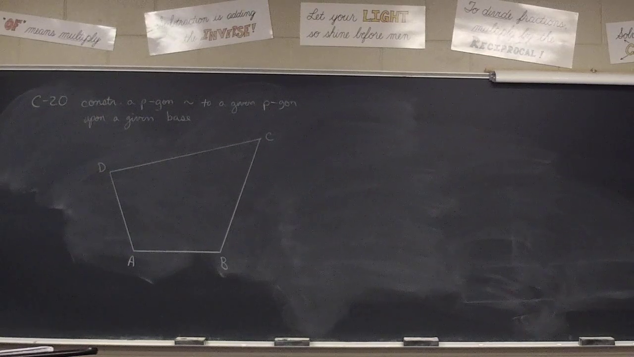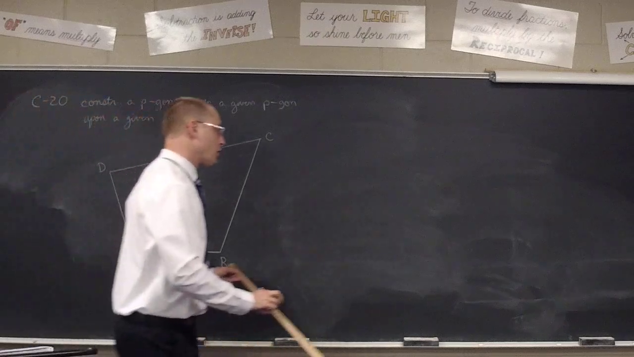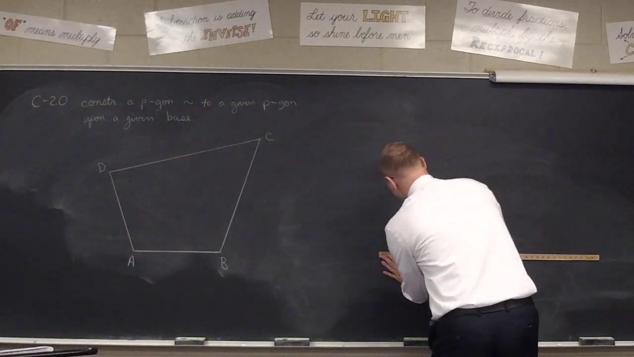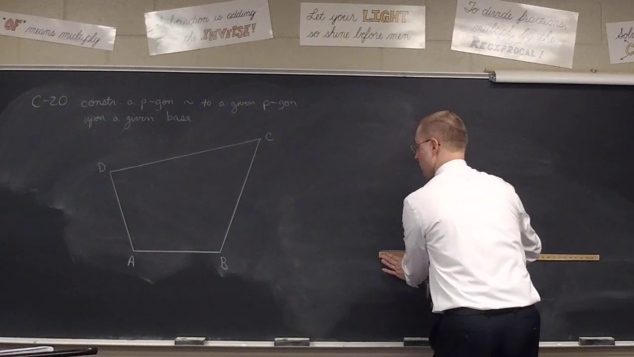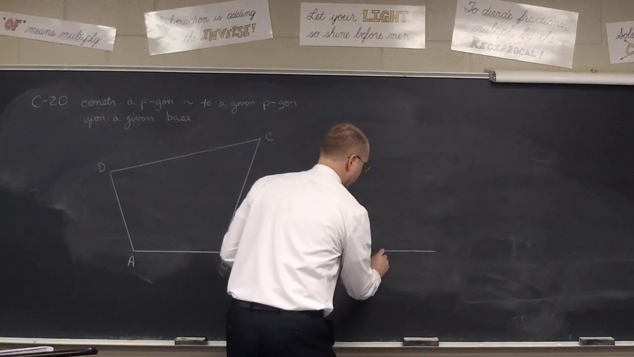This time, draw a slightly shorter base. So however big your AB is, go a little smaller this time. And call it A prime, B prime.